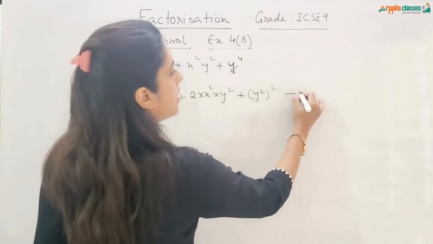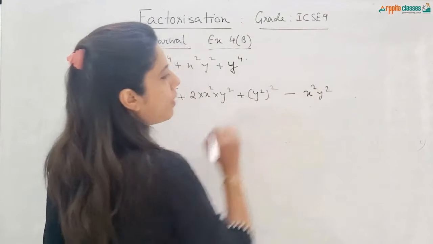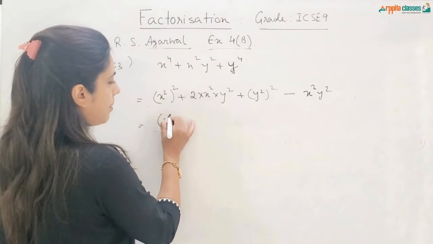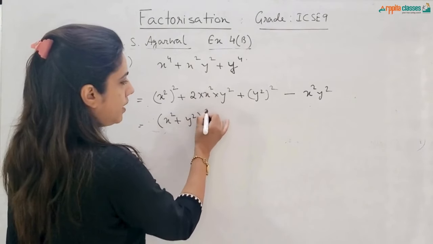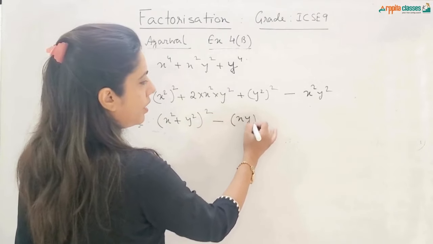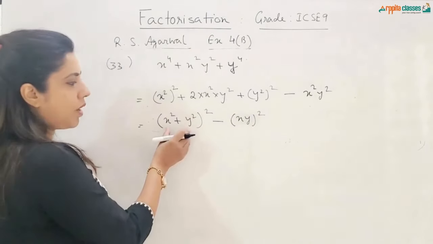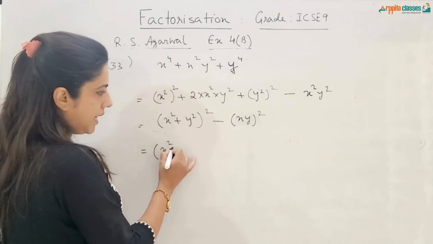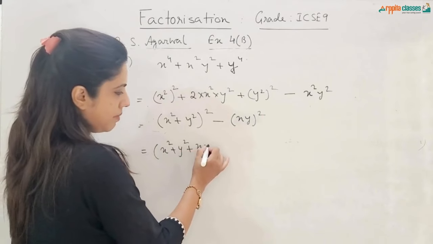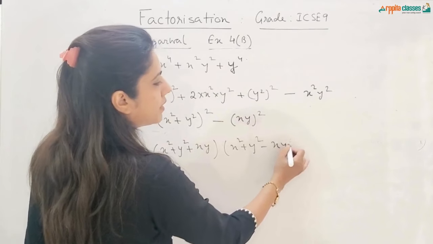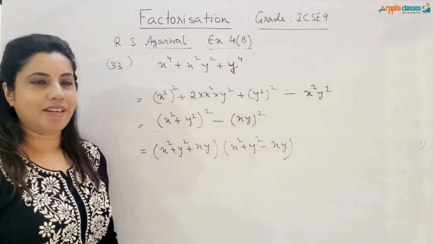So what I'll do is I'll subtract 1 x square y square. So now what is happening, this total part is giving me x square plus y square the whole square, a plus b the whole square, and this is your xy the whole square. So now I got it, a square minus b square. So now I'll write a plus b into a minus b. So these are the two factors.